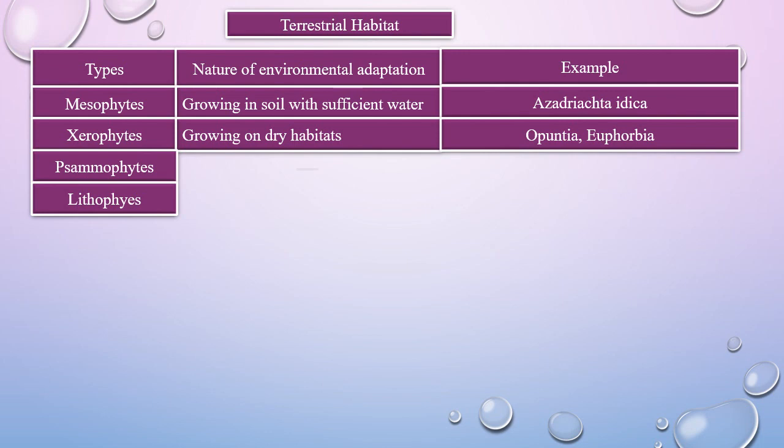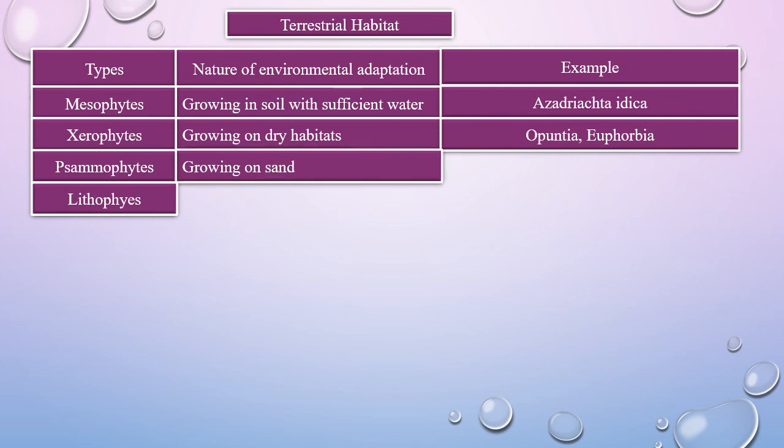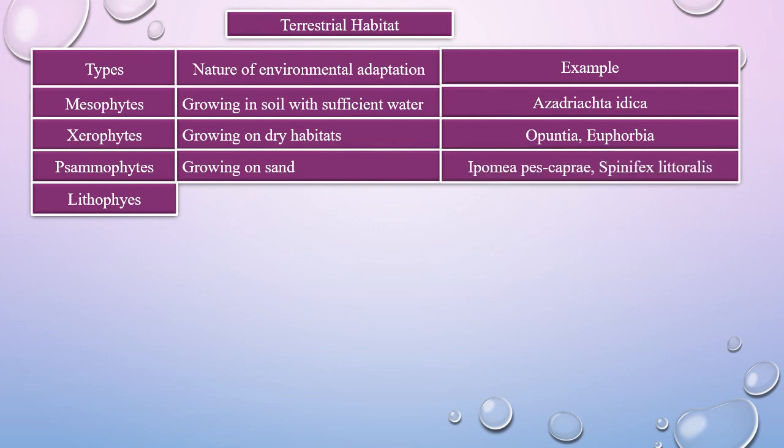Psammophytes. These are the plants which grow on sand. Example for psammophytes is Ipomoea pes-caprae, also known as goat's foot. The next example is Spinifex littoreus. It is also known as Elikuchi pul in Tamil, and in English it is commonly called Ravana's moustache.